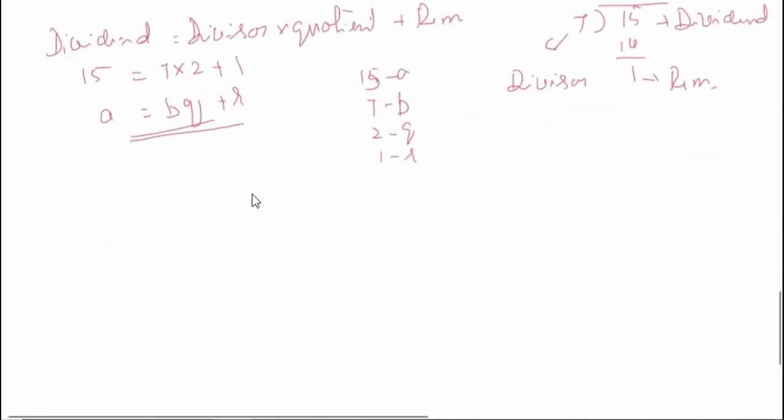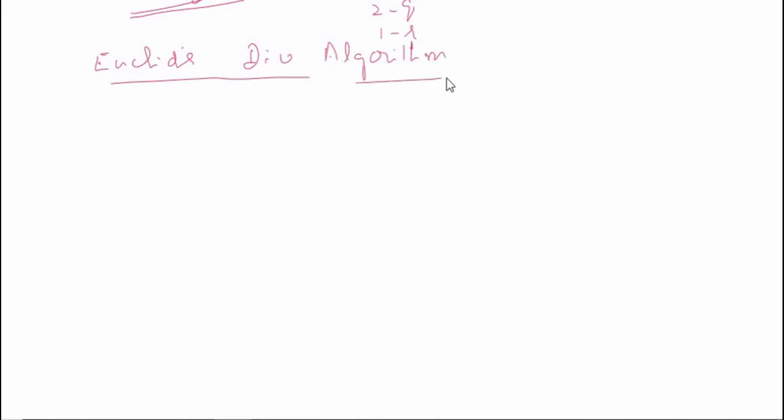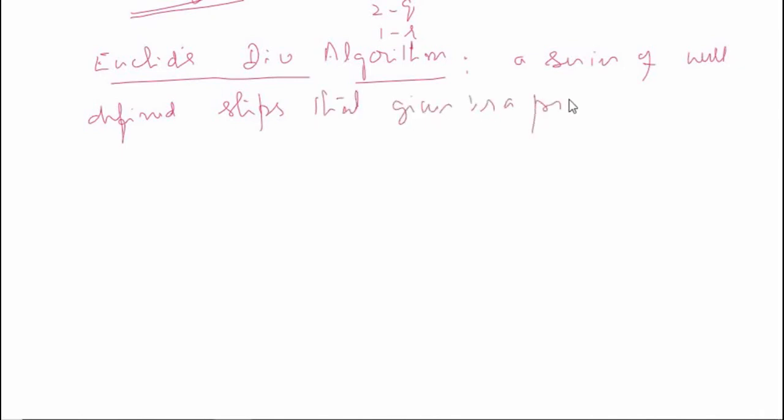Now let us try to understand what is meant by Euclid's division algorithm. An algorithm is, you can say, a series of well-defined steps that gives us a procedure to solve a problem, you can say.